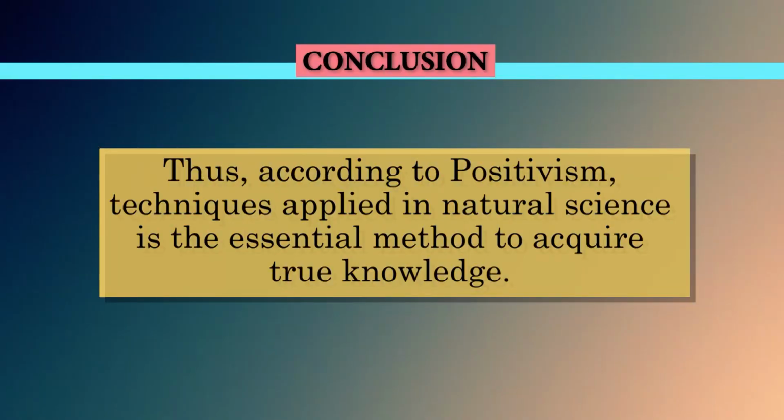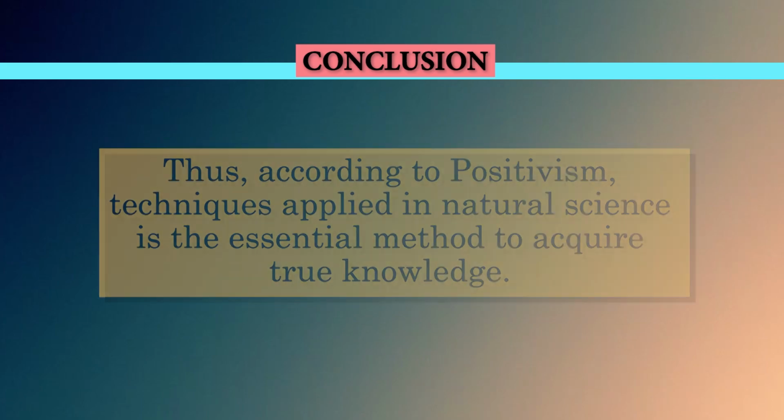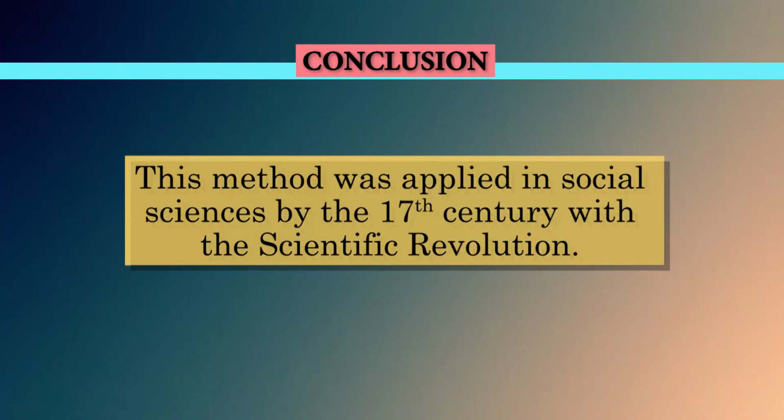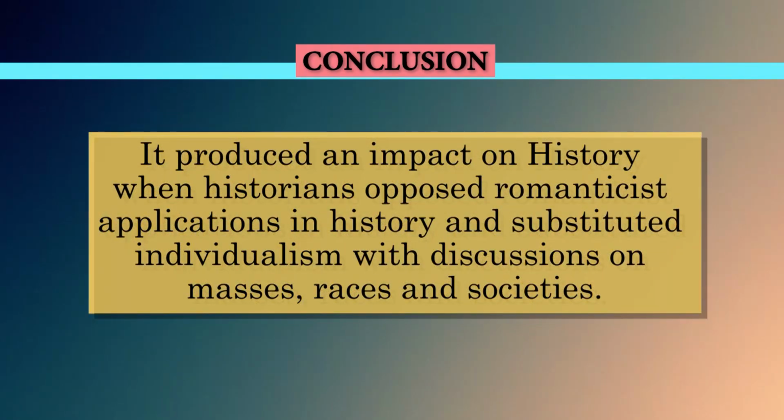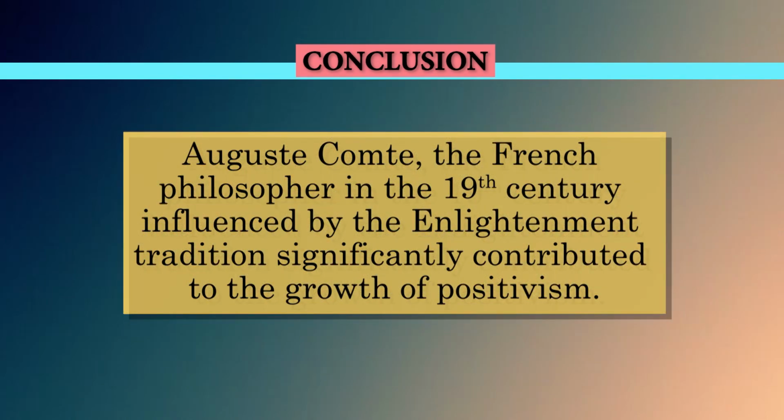Thus, we can say that according to positivism, techniques applied in natural sciences are the essential way to acquire true knowledge. This method was applied in social sciences by the 17th century with the emergence of the scientific revolution. It produced an impact on history when historians opposed Romanticist application in history and substituted individualism and discussions on masses, races, and societies.